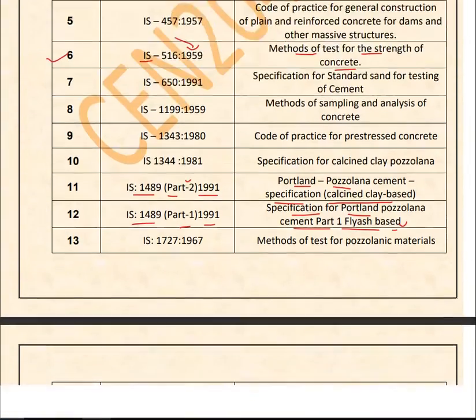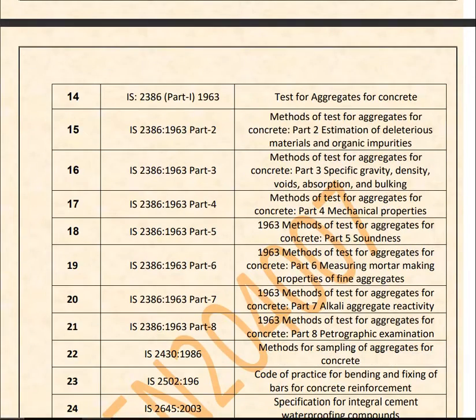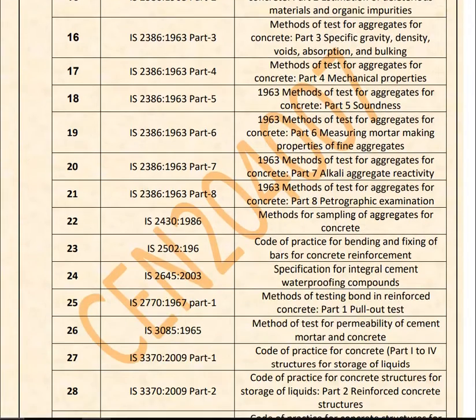Moving on to another number, let's say the 20th, that is IS 2386, 1963, method of test for aggregate for concrete, and Part 7, that is alkali aggregate reactivity.